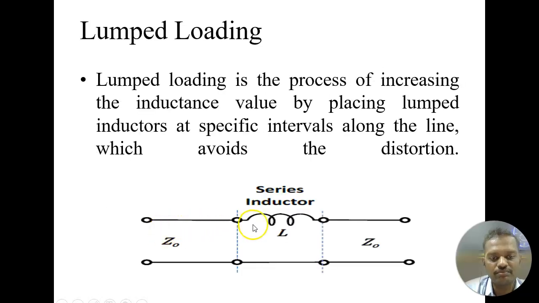In the case of lumped loading, you are simply introducing an inductor in a transmission line. For example, if you take 50 meters of a transmission line followed by an inductor, then another 50 meters of transmission line is connected. Through this you can reduce the distortion in a transmission line.